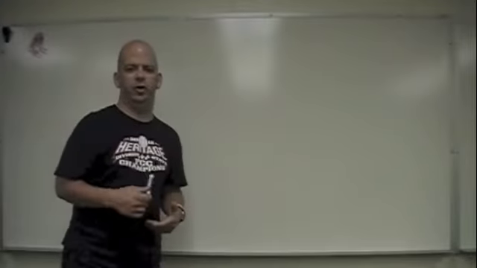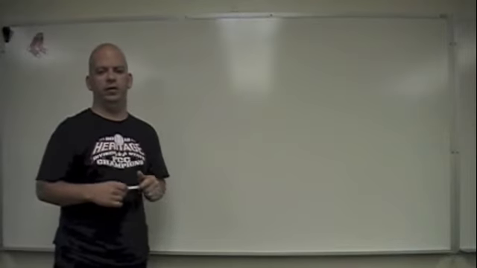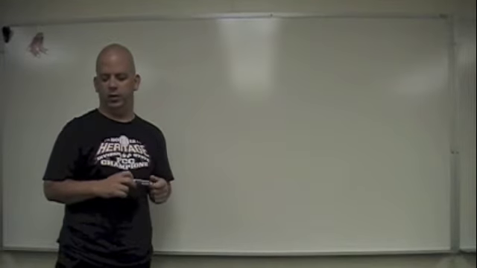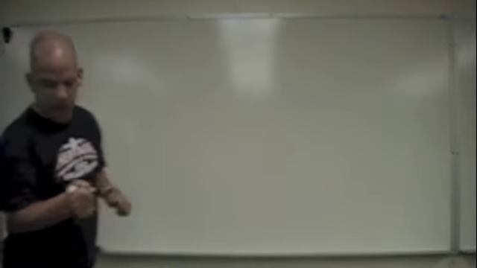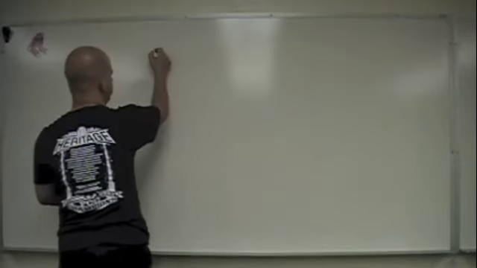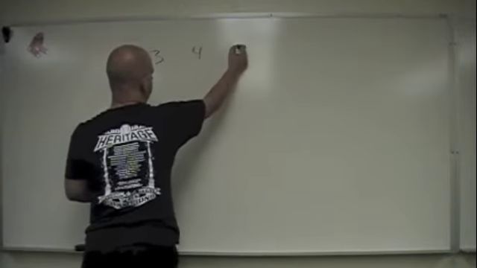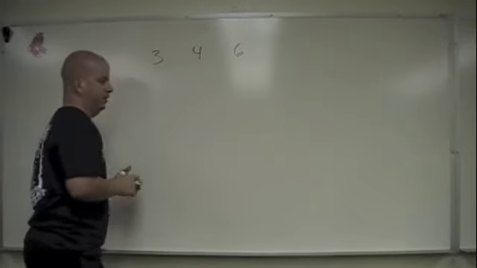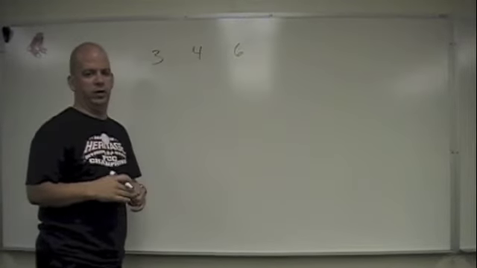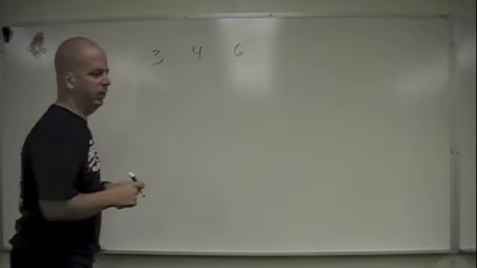This is a short video on how to find your LCM out of a group of numbers. We're going to use the numbers 3, 4, and 6. What you do is you write them down, and you do your multiplication tables for each one until you come up with a match. I usually go down about 5 numbers.